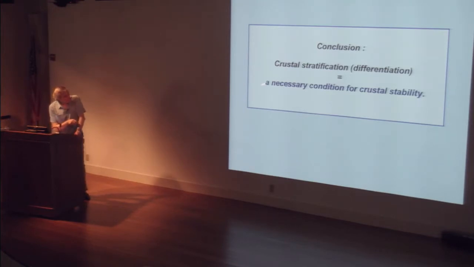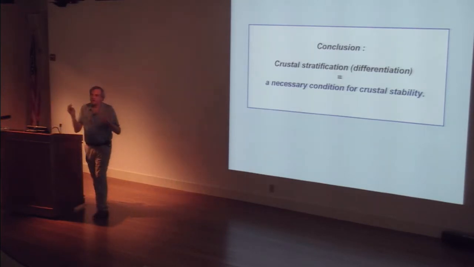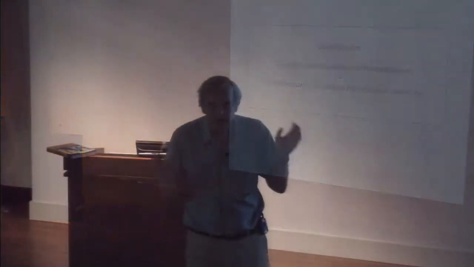Conclusion: crustal differentiation is a necessary condition for crustal stability. And I think the message is clear from the geological record. The last thing that you see in all these pieces of crust is granites popping up. And I think that's the crust just reacting. We've generated it. We've put some radioactive elements in it. It's not happy thermally. It melts, and it puts all the radioactive elements at the top.